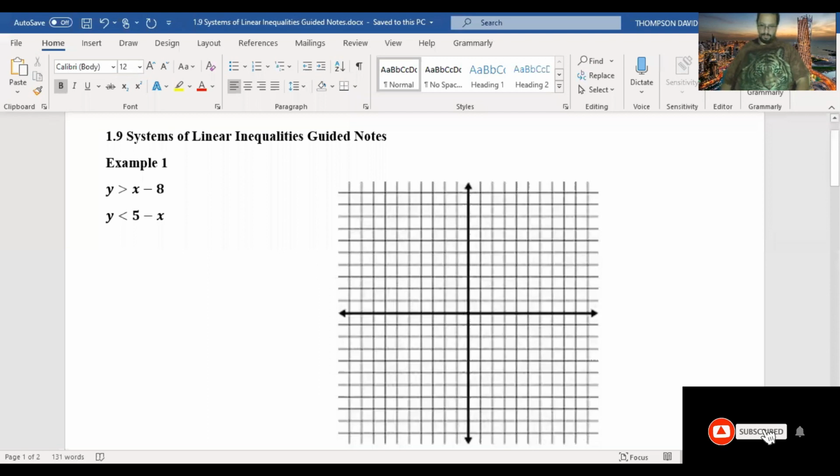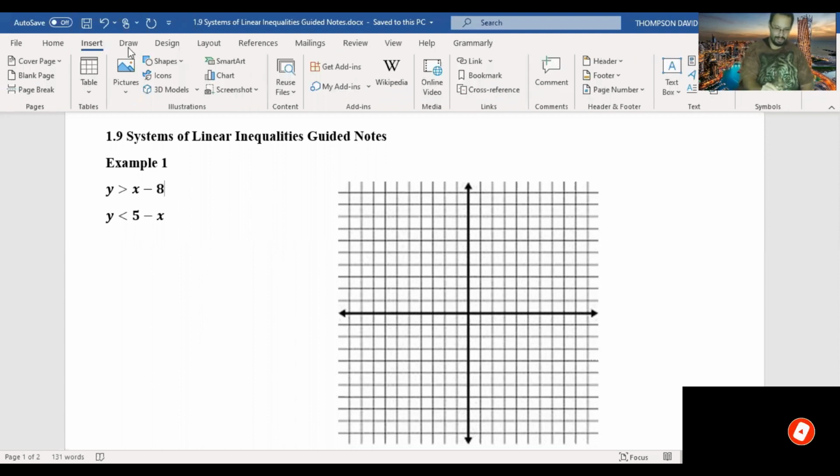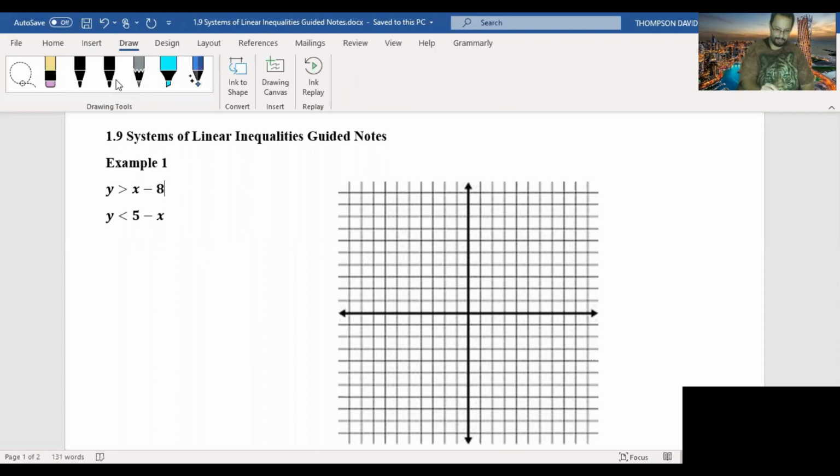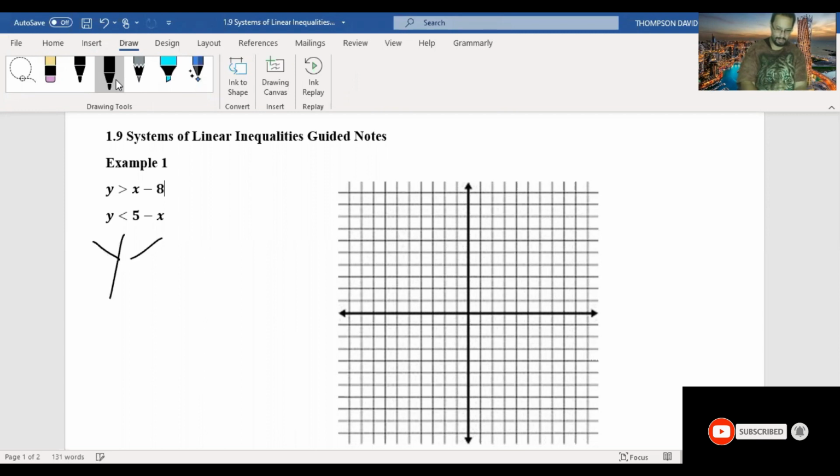In this video, I want to talk about solving systems of linear inequalities. Example 1. We have y is greater than x minus 8 and y is less than 5 minus x. To simplify this problem, first let's rewrite the y is less than 5 minus x as negative x plus 5.